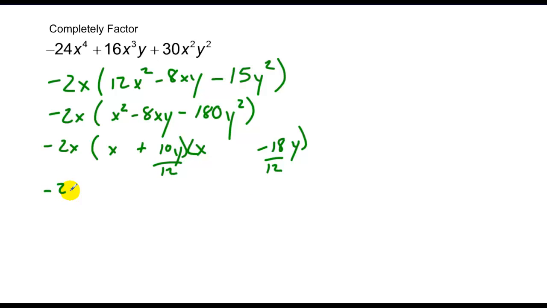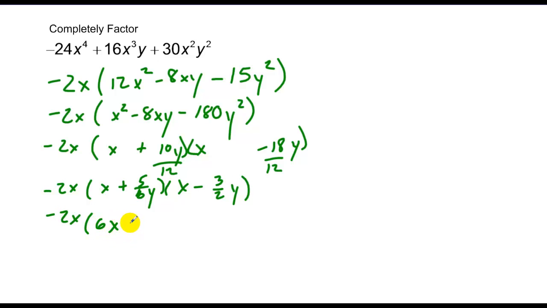Reduce both, so that's negative 2x, x plus 5, 6y, and x minus 3 halves y. Bring that denominator term forward. And then your question might be, well, how do I get this xy term? Well, this is my 12x squared. This is negative 18xy and positive 10xy, which is negative 8xy. And then here's our 15. So that's completely factored.